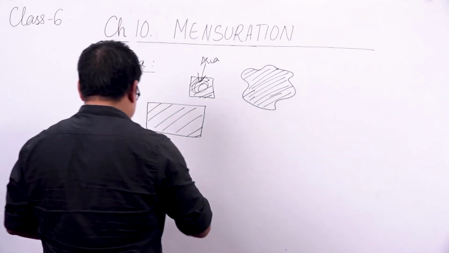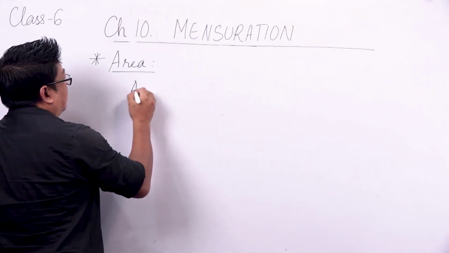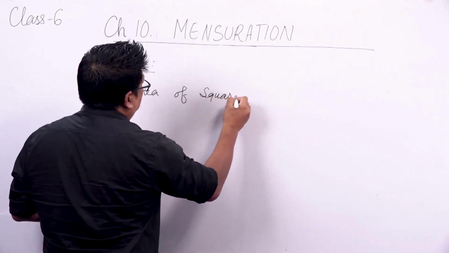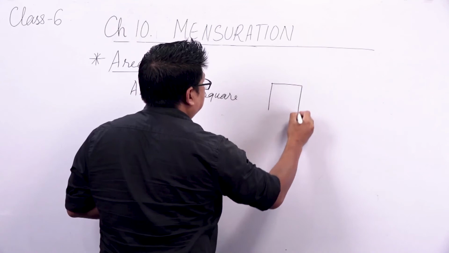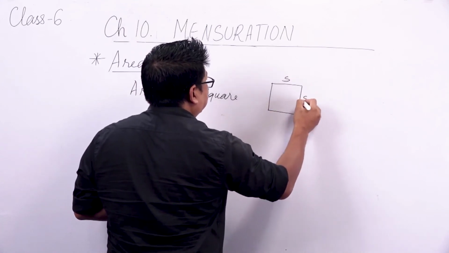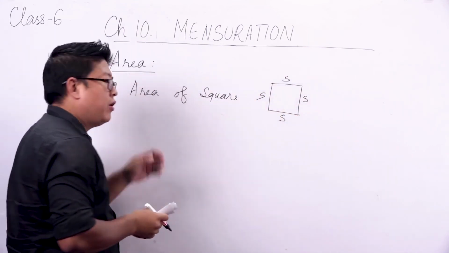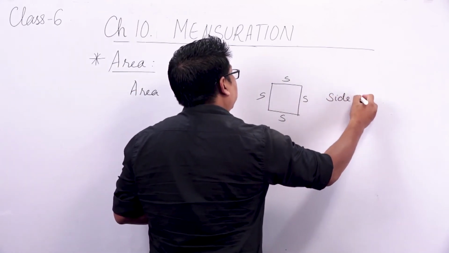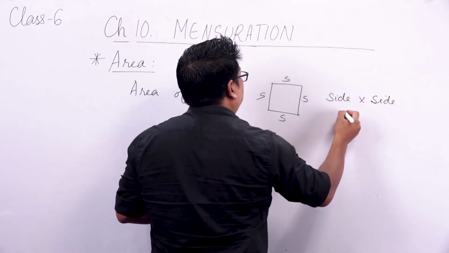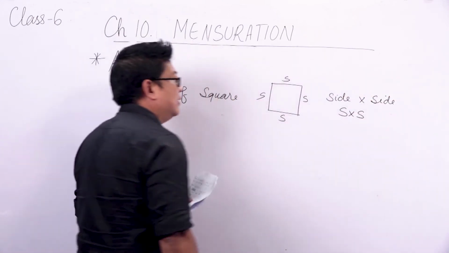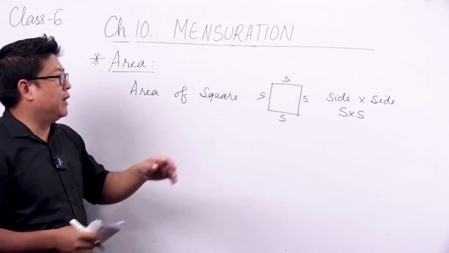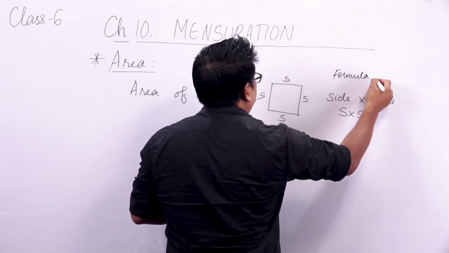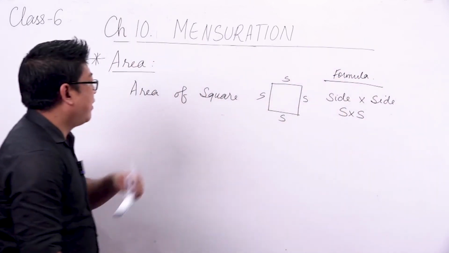Let's look at some formulae. Now, let's talk about area of a square. Your square is in this shape. Let's say again this is S, S, S. S for side, okay? So its formula will be side into side, or S into S. Okay, children? So this is the formula for area of square.